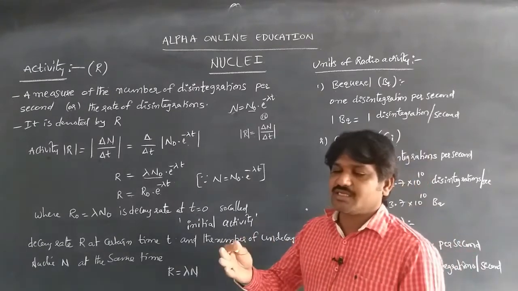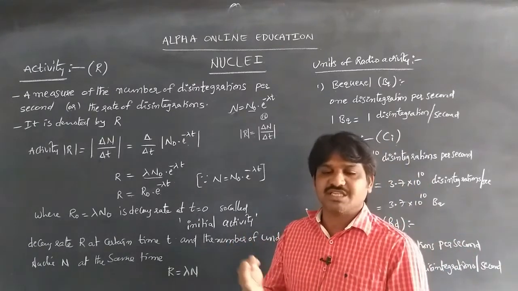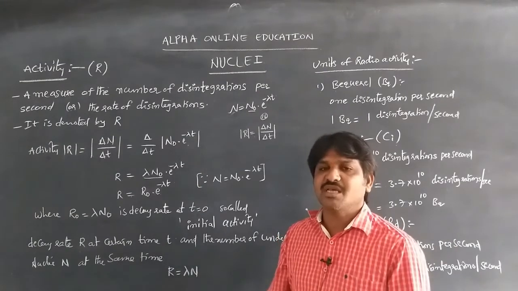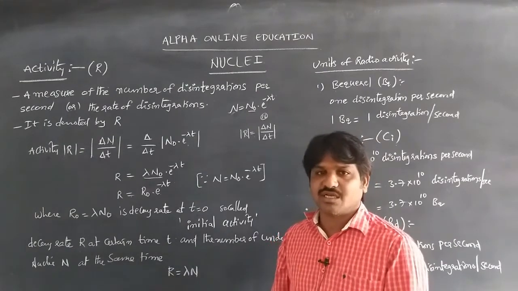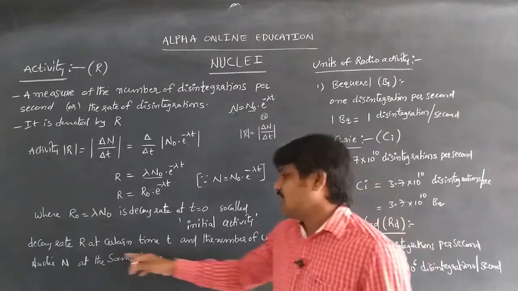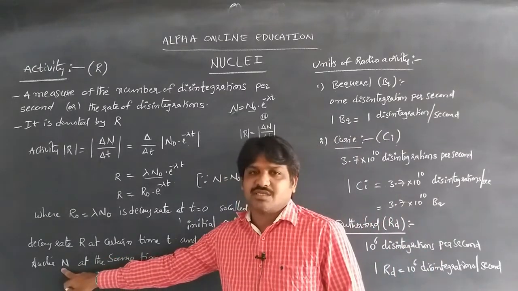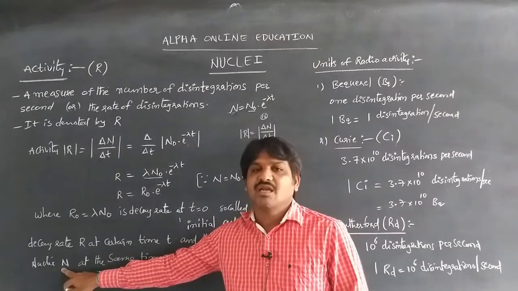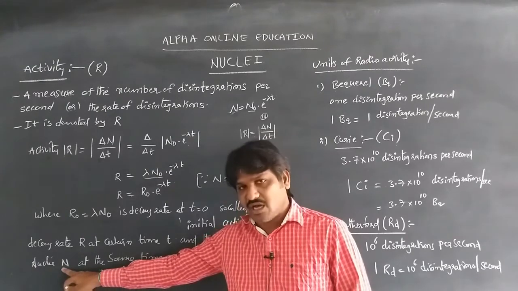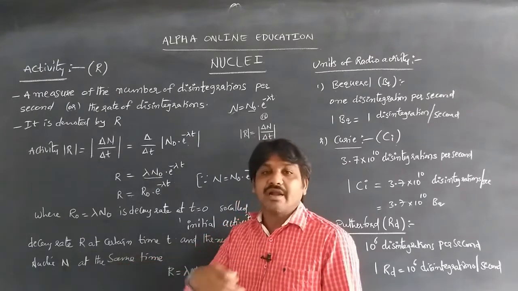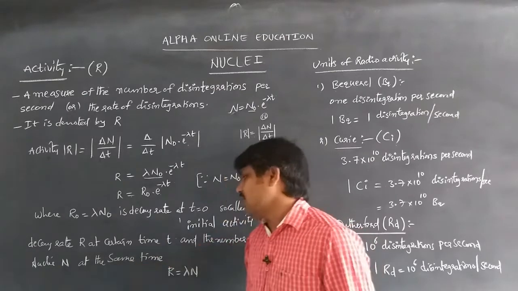Decay means the disintegration of nuclei will happen. After time t, some undecayed nuclei are still there. Let n be the number of undecayed nuclei after time t, when the decay rate is R. Then the undecayed nuclei at that same time are n.